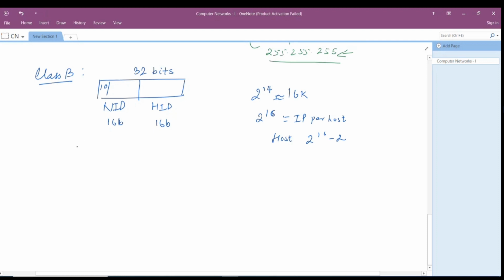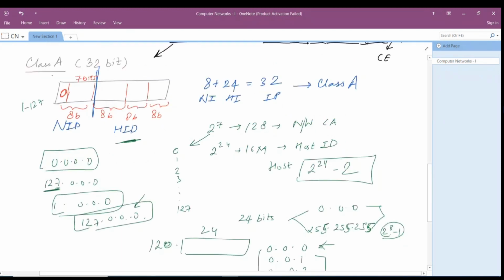Now, a quick question to you: how many IP addresses are there in class A? We had 32 bits, right? The first bit is 0, so we are left with 31 bits. So how many IP addresses are possible? It's 2 to the power 31, right? Then what is 2 to the power 24? It's very easy. Each network is going to have 2 to the power 24 IP addresses.